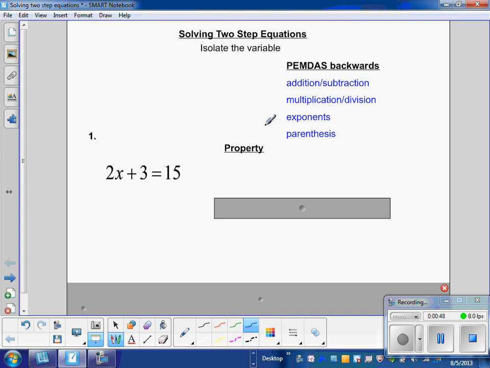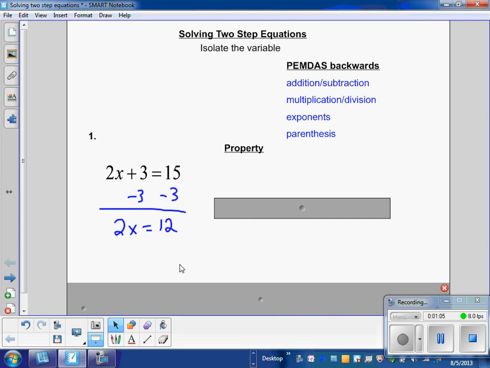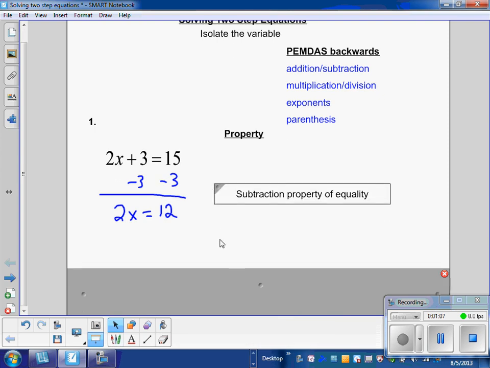So we are going to think of PEMDAS backwards, addition and subtraction, and we're going to minus 3 on both sides. And that's going to leave us 2x is equal to 12. So we use the subtraction property of equality.